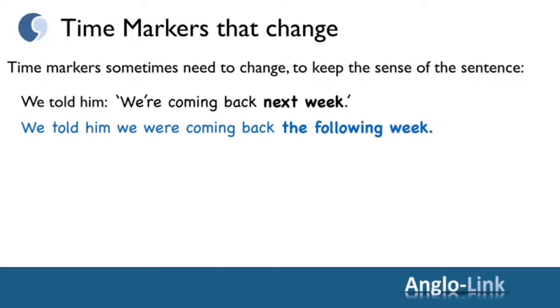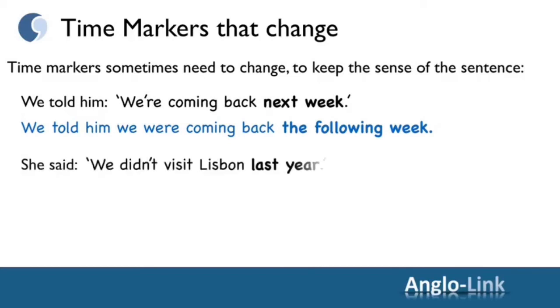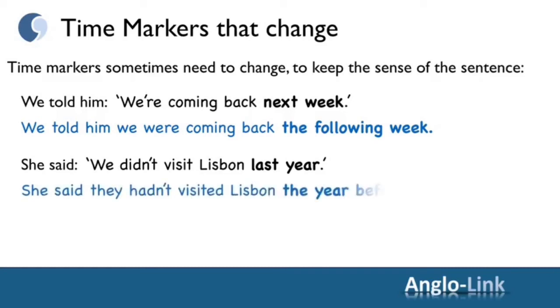Another time marker, or just before that, "We didn't visit Lisbon last year," she said. Okay? Last year, whether last week or last month, when it's just about last, in the indirect speech, it will be the year before or the week before or the night before. So we say she said they hadn't visited Lisbon the year before.